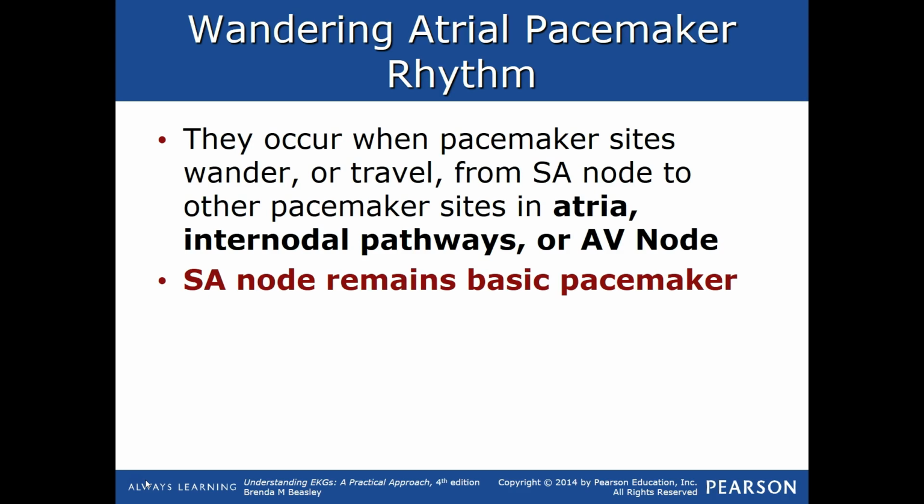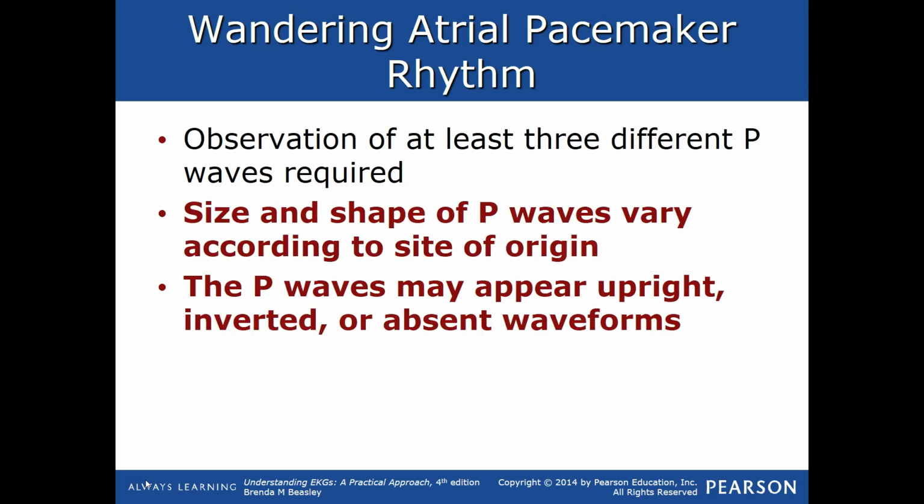This occurs when the pacemaker sites wander or travel from the SA node to other pacemaker sites within the atria. But the thing is, when you look at your rates and all of that, and even your definition of what a sinus rhythm is, the SA node still remains the basic pacemaker. The difference is you're going to see or observe at least 3 different P waves.